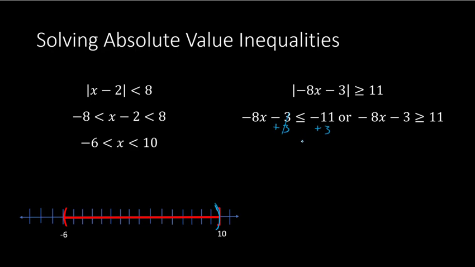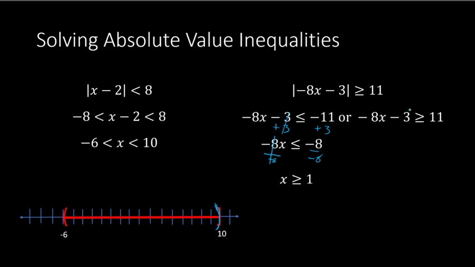And now we have negative 8x is less than or equal to negative 8. And then we can divide both sides by negative 8 to solve for x. When you do that on the left side, negative 8's will cancel. You have x on the left and then positive 1 on the right. And by dividing by a negative, you must switch the inequality from a less than to a greater than.